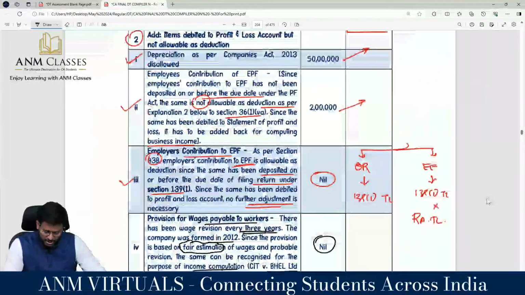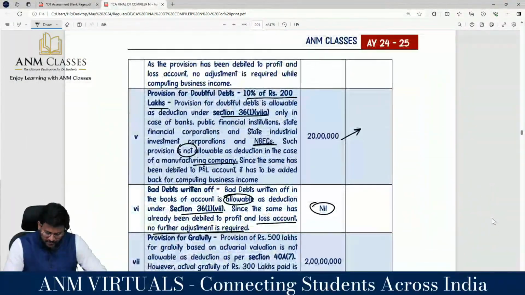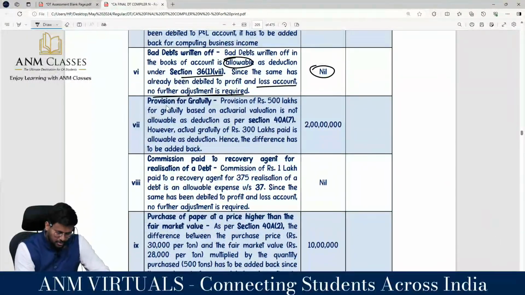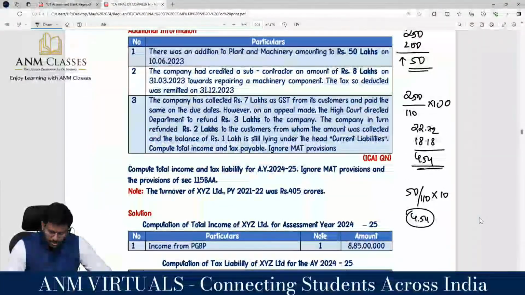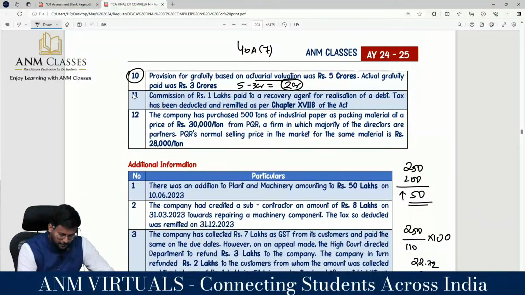As per 40A subsection 7, which is in the case of gratuity, provision for gratuity of 500 lakh based on actuarial valuation is not allowable as a deduction as per 40A subsection 7. However, the actual gratuity of 300 lakhs paid is allowable as a deduction, and the difference has to be added back. So 200 lakhs will be added back. Moving to the next part.